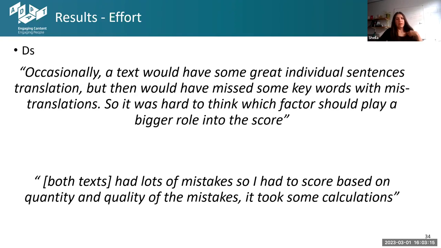So this is just one of the quotes that I got from the translators confirming what we thought back in 2020 in the first experiment, about giving one score per document. They said, occasionally a text would have some great individual sentence translations, but then would have missed some keywords with mistranslations. So it was hard to think which factor should play a bigger role in the score. And the second one said, both texts had lots of mistakes, so I had to score based on quantity and quality of the mistakes. It took some calculations. So basically, the problem with giving one score for the whole text is, how can we quantify which mistakes, which errors are more important than the others?